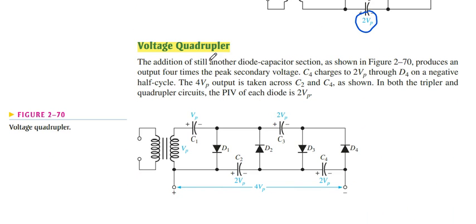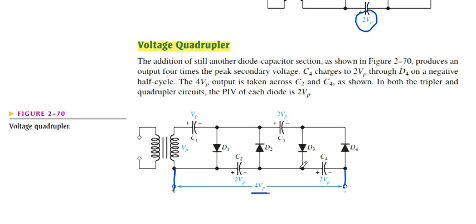Voltage quadrupler. In this form, the same situation occurs, but we charge another capacitor C4 to 2Vp due to D4, and for this capacitor we get the output voltage across these points equal to 4Vp.